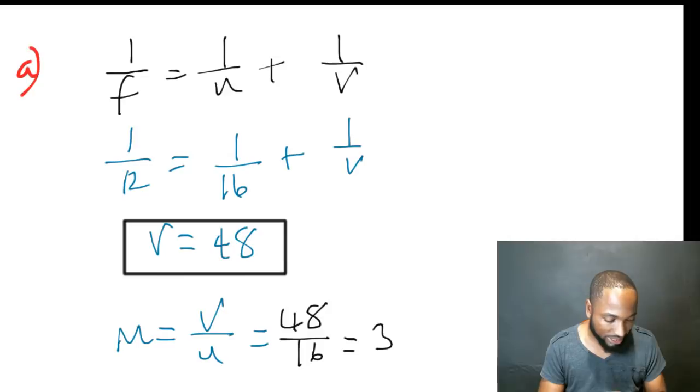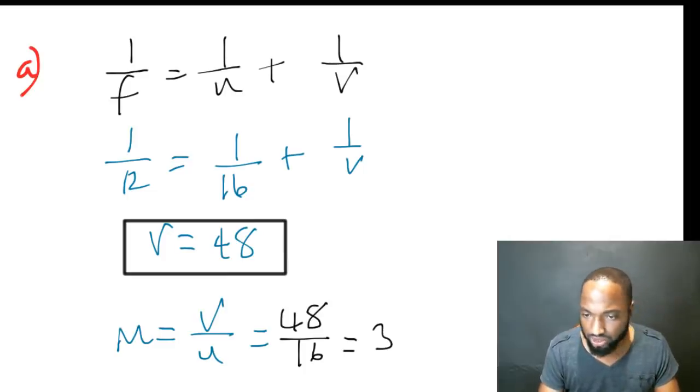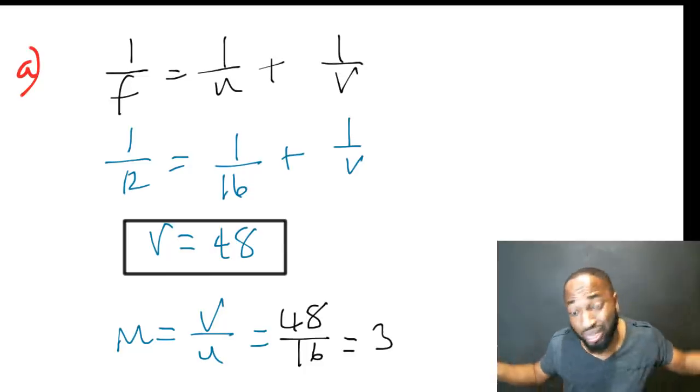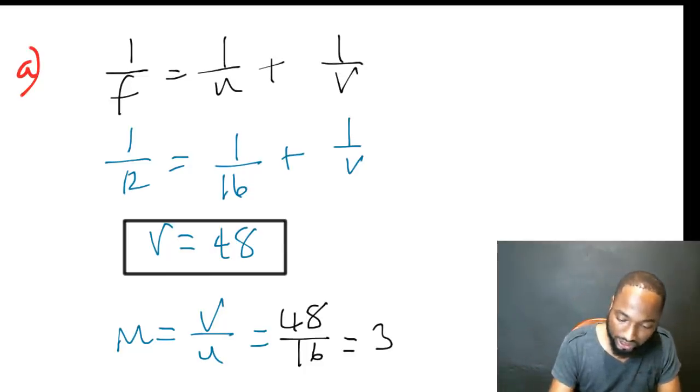Let me just verify since people want to be all problematic out here. It's 48, not 49. So 48 over 16 is equal to 3. I don't know what you're talking about. I get 48, right? So 48 over 16 is equal to 3.